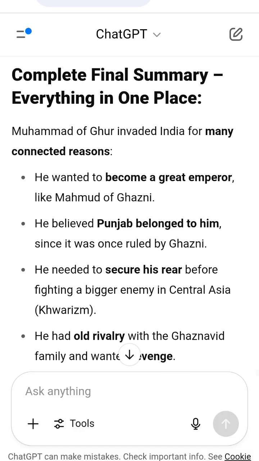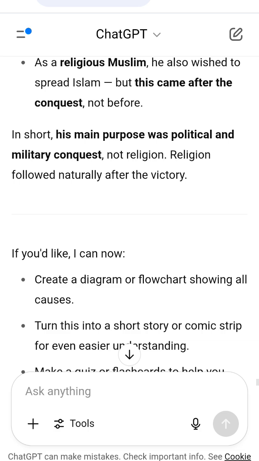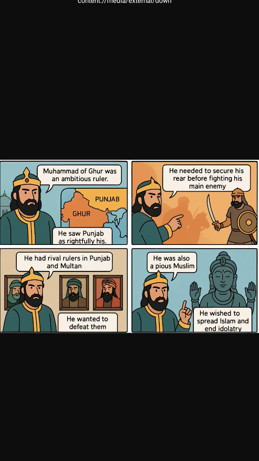religious threats. He was motivated by the glory and fame that came with military victories. As a religious Muslim, he also wished to spread Islam, but this came after the conquest, not before. In short, his main purpose was political and military conquest, not religion. Religion followed naturally after the victory.